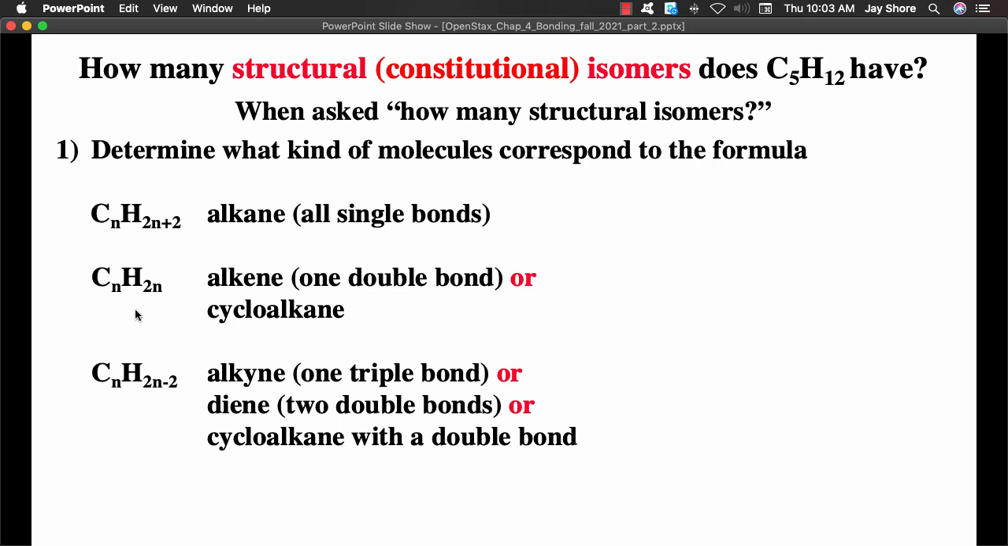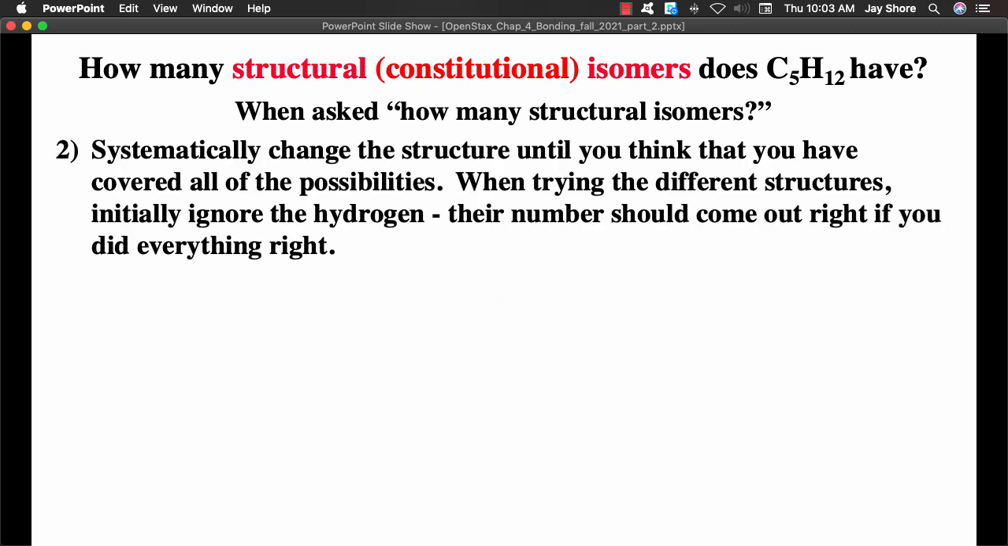If you have the generic formula CnH2n, then that means you have one double bond or you have a cyclic group. If you have CnH2n-2, then that means you have a triple bond, 2 double bonds, or a cyclic group with a double bond. And so the second part is, after you figure out what kind of molecule it has, you systematically change the structure until you think you have covered all the possibilities.